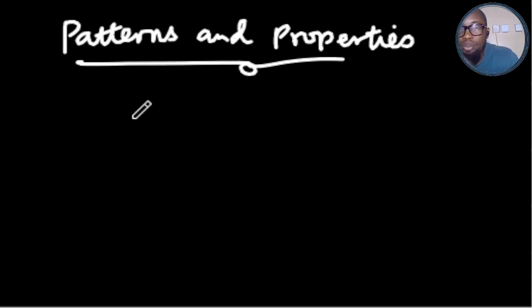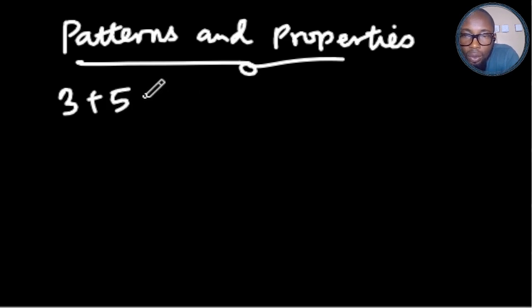What do we mean by patterns and properties? The way numbers behave when you are manipulating them is important for you to pay attention to them and understand it deeply. So, an example is having like 3 plus 5. We know that 3 plus 5 is 8.